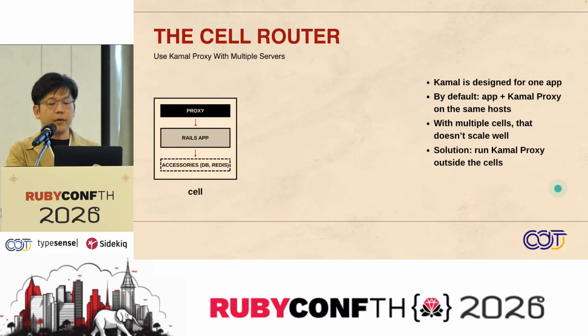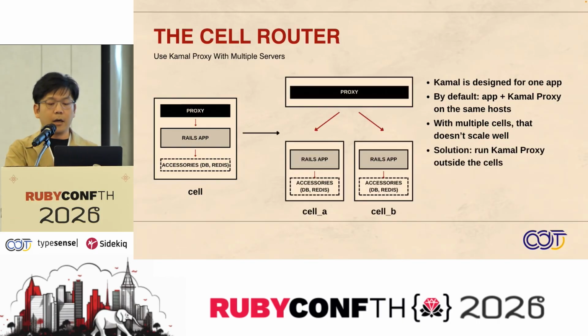So we flip the model a bit. Instead of running command proxy inside each cell, we move command proxy out to its own computing resources. Think of command proxy as a shared front door that lives outside the cell and knows how to route incoming requests into cell A, cell B, or cell C, depending on our routing rules.